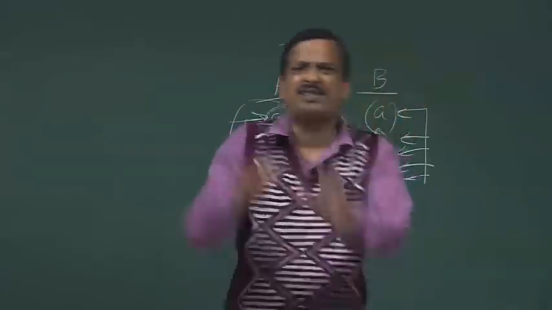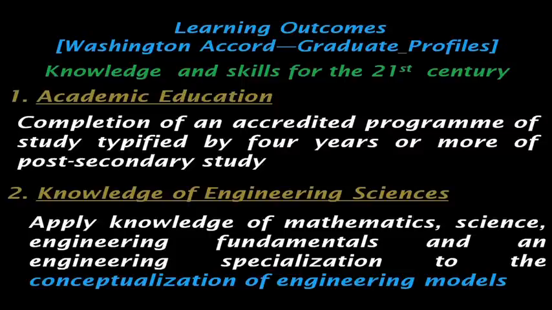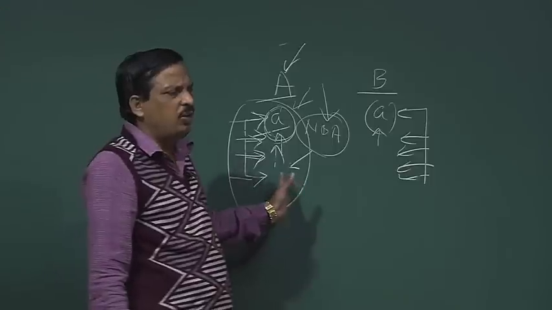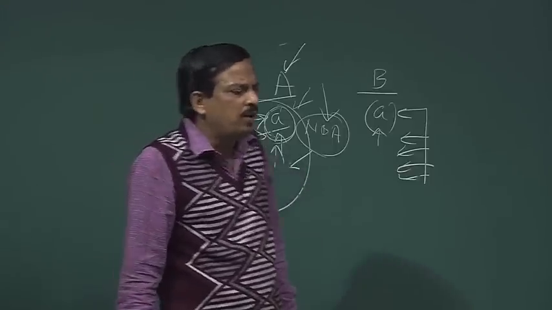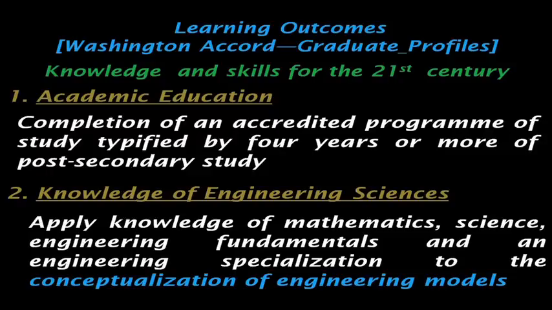Okay. Now, what accreditation means? Let us start with the Washington Accord. The Washington Accord is for the 4-year graduate program. It says the student should be able to apply knowledge of mathematics, science, engineering fundamentals and engineering specialization to the conceptualization of engineering models.